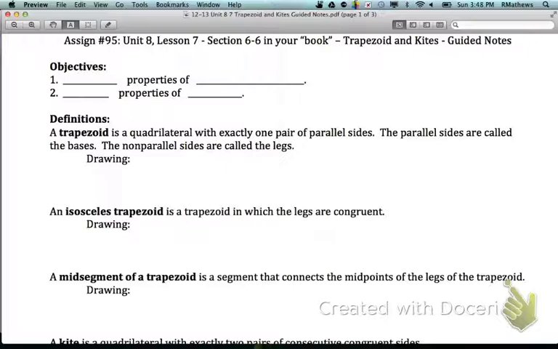So let's get started. The objectives of this lesson are to apply properties of trapezoids, as well as to apply properties of kites. So we'll be looking at both kites and trapezoids in this lesson. At the beginning, we're going to start off with trapezoids.